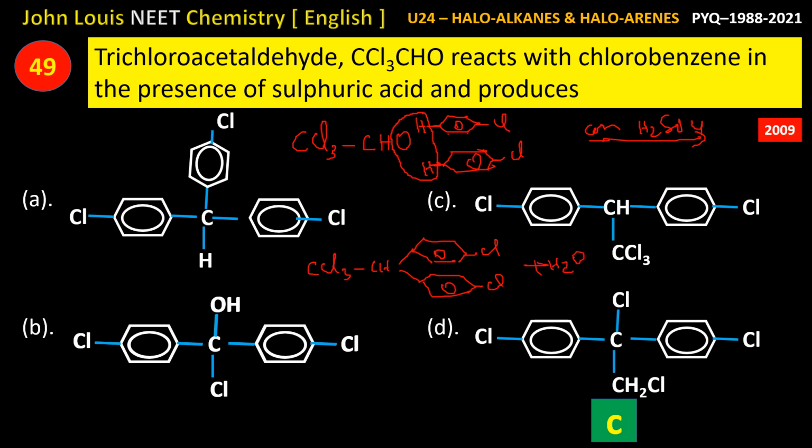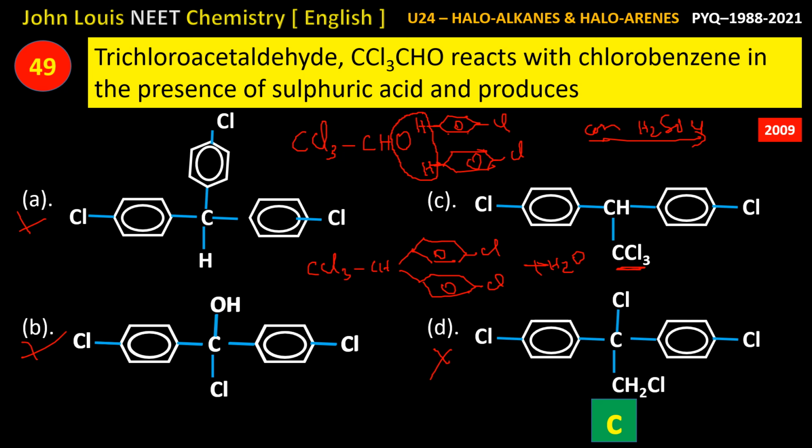So where is this product available now, whether it is in option A, B, C or D? Nowhere in product A is there CCl3. In option B also there is no CCl3. In option D also there is no CCl3. Therefore A cannot be correct, B cannot be correct, and D also cannot be correct. But in option C there is CCl3, yes.